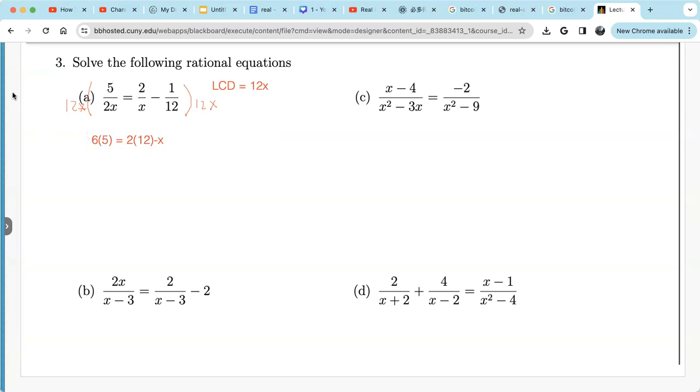You see, the beauty of this is all of a sudden no more denominators, because we multiply by the least common denominator, which is a multiple of all the denominators, so it cancels all the denominators. 6 times 5 is 30. 2 times 12 is 24 minus x. Right? So let's move x to the left-hand side. Let's move 30 to the right-hand side. So we get 24 minus 30, which is -6.